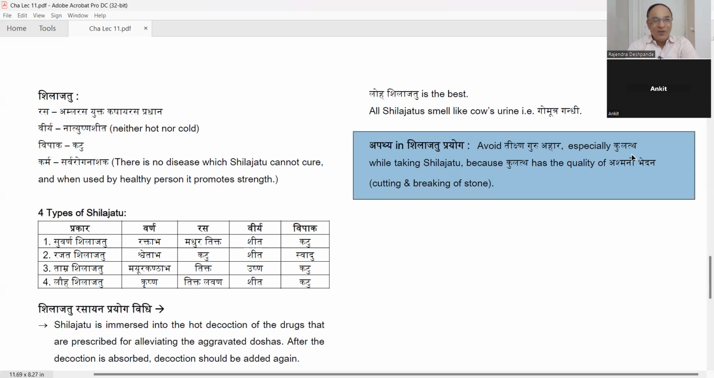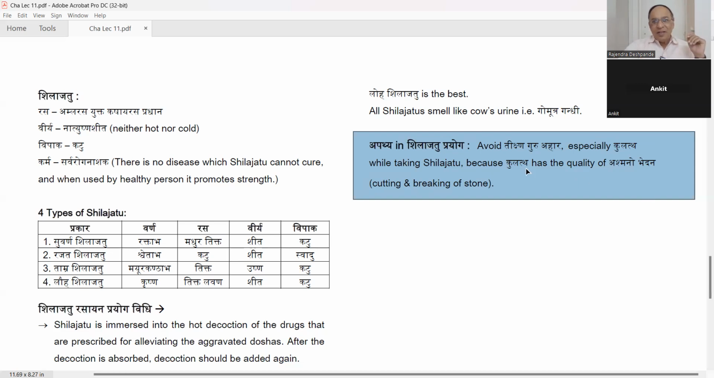And the speciality of Kulatha is that it is the best foodstuff to get rid of calculus, urinary calculus, renal calculus. You can use this particular Shilajatu, but never use Kulatha when you are using the Shilajatu. Kulatha is also hot. Don't use it with the Shilajatu, because Kulatha independently you can use for renal calculus.